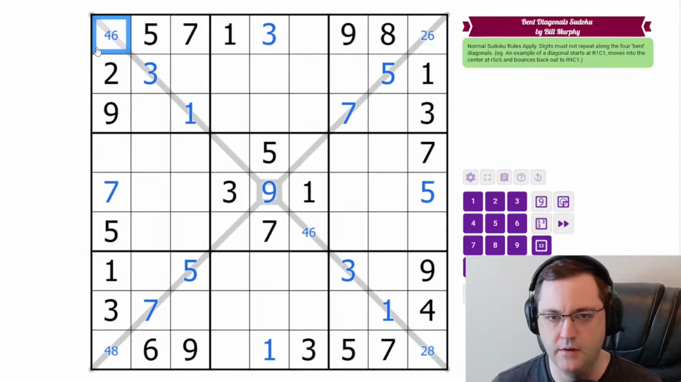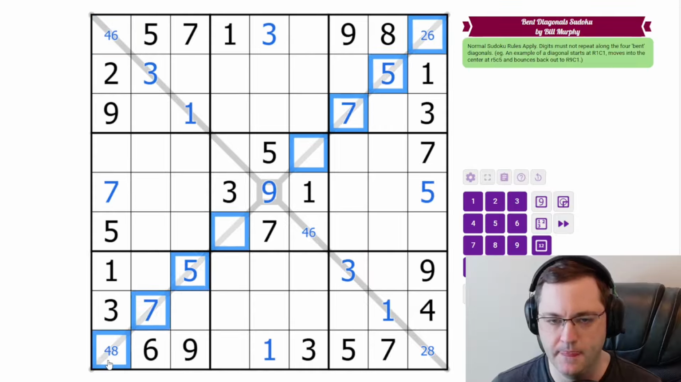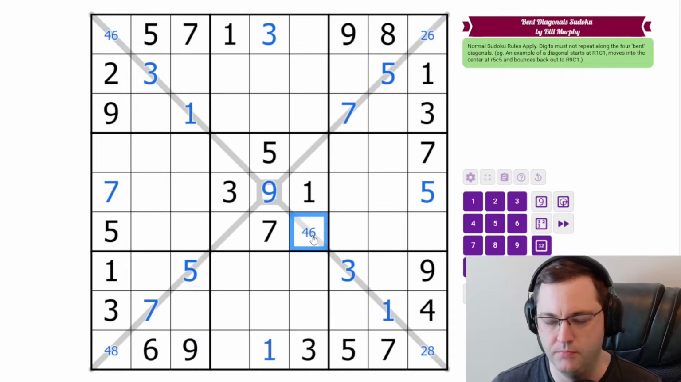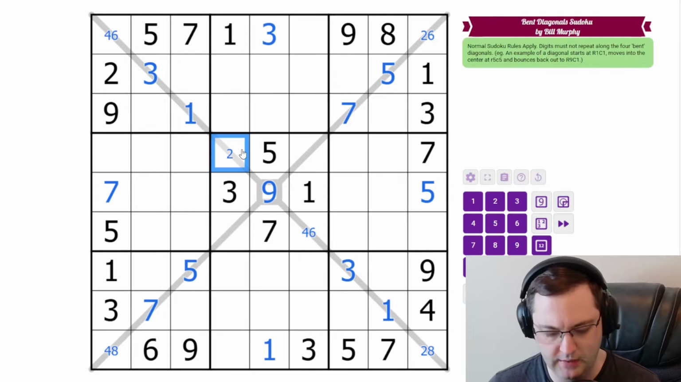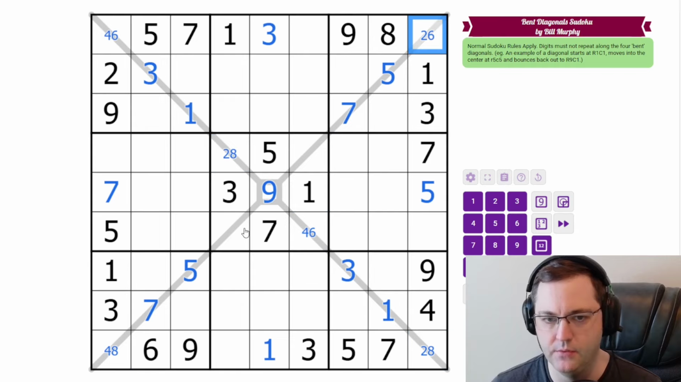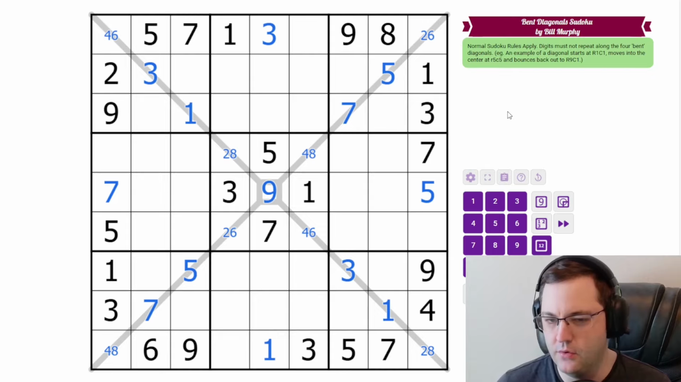Another way of looking at it: this digit, whatever it is, doesn't go in these cells because they share a diagonal. And so it must appear in this cell. Likewise, the 2 or 8 must go in that cell. This 2 or 6 must go in this cell, and then 4 or 8 in this cell. And that's going to kind of break us into this.